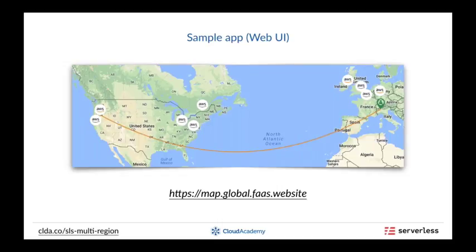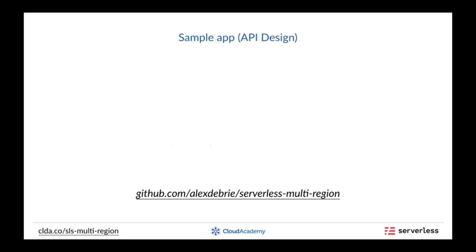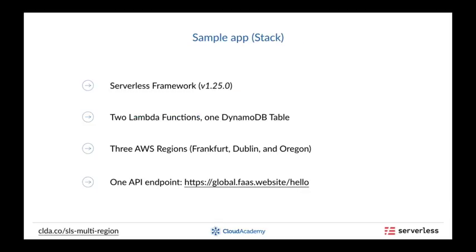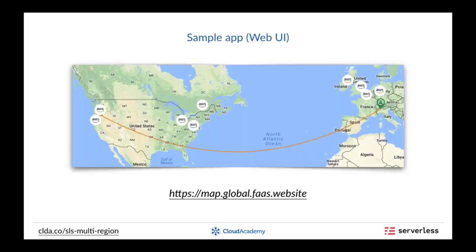Yeah. Okay. Here's the repo from Alex Debris. So this should be your reference if you want to start a brand new serverless application. There are step-by-step instructions on how to set up the custom domains, how to set up certificates, how to set up Route 53 latency-based routing. It is a very nice reference. So check it out. Thank you, Alex.